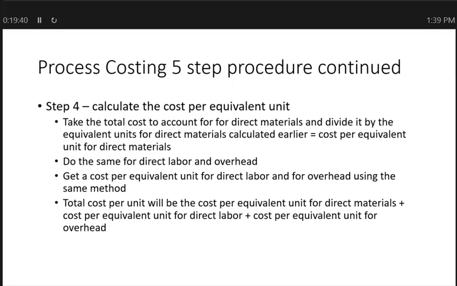If you want to know what your total cost for the unit is for that department, so if you're doing all this for the mixing department, then you say, okay, that's my direct materials, that's my direct labor, that's my overhead. But what is it together? Just add them up, and that gives you your cost per equivalent unit for all of them.